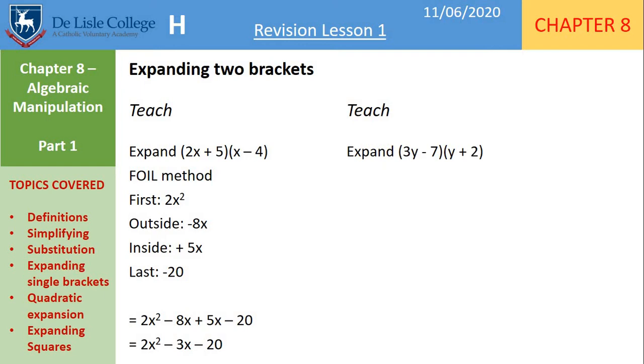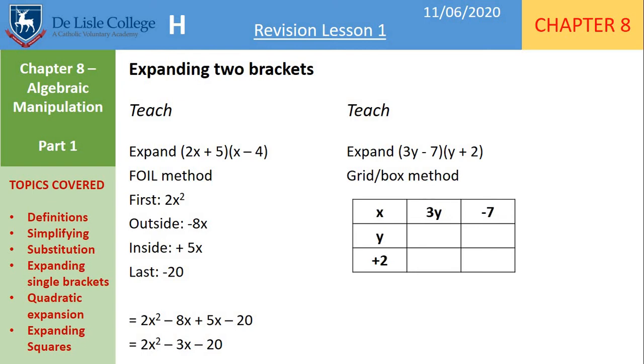Our second method, we are going to be expanding 3y take away 7 and y plus 2. I'm going to show you the grid method, or sometimes called the box method. So we'll draw out the grid or the box, and in the top row we will have one of the brackets, so 3y and take away 7. Be very careful there if there is a subtraction in the bracket that you include that with the second part or the second term here. And then in the first column we're going to have the other bracket, so we're going to have y and we're going to have plus 2.